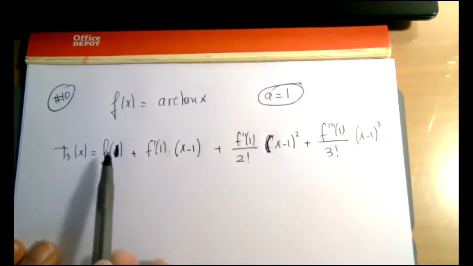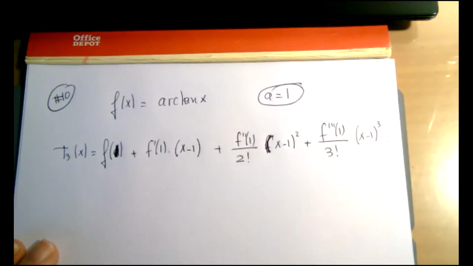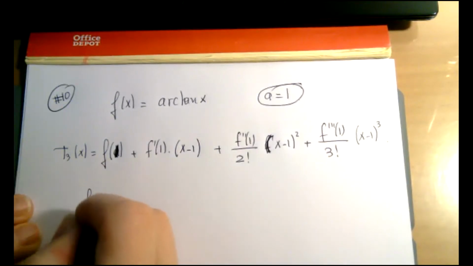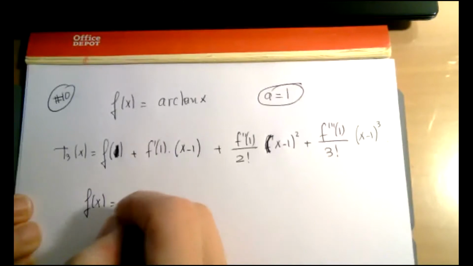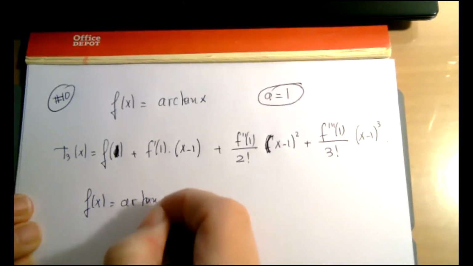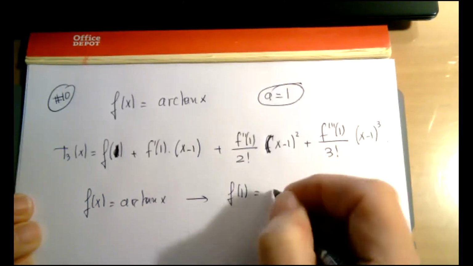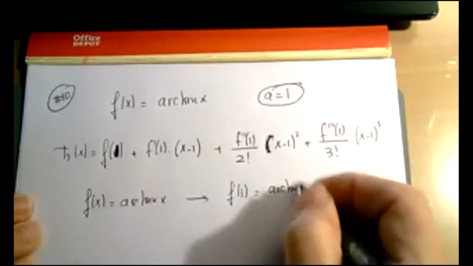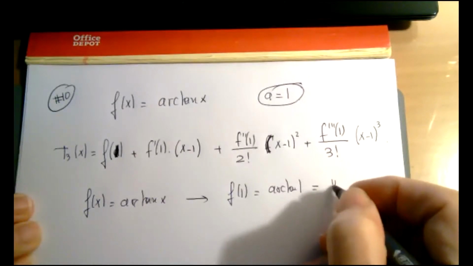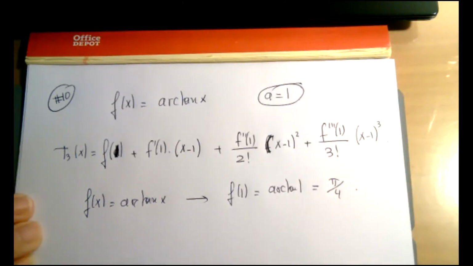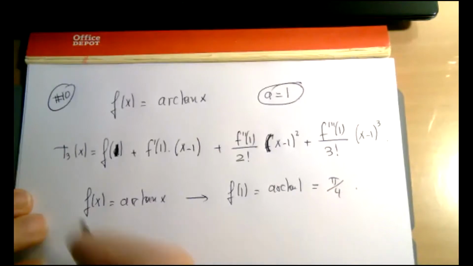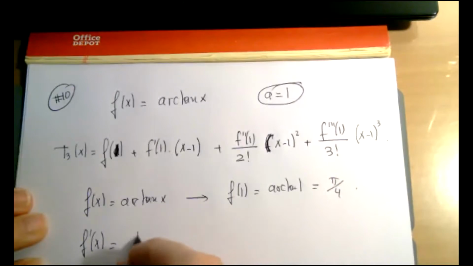To be able to find it, I need basically to practice my differentiation again. So we will do that. My original function is the arctangent. So at 1, it's arctangent of 1. And if you remember, it's pi over 4, because that's the angle whose tangent is 1. Now, f prime. The derivative here is 1 over 1 plus x squared.